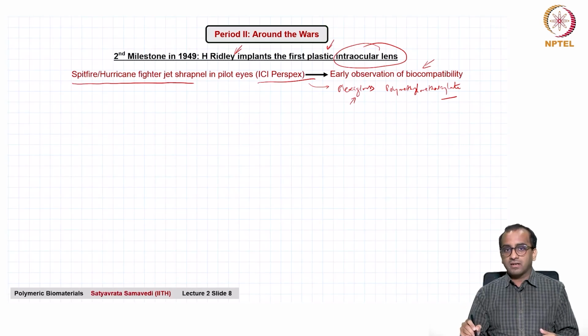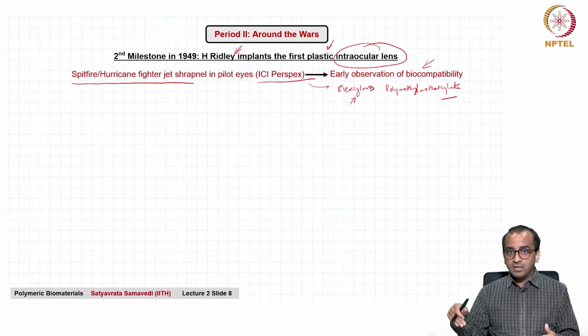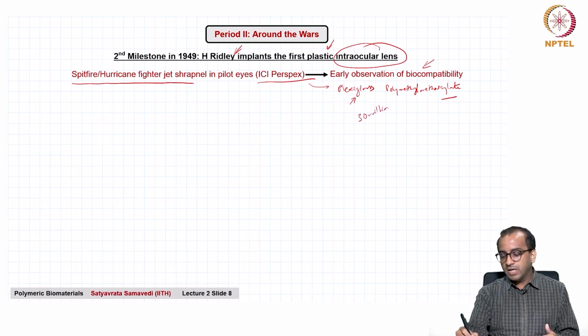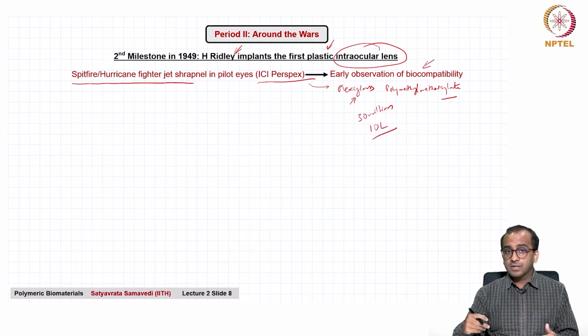That from there to developing intraocular lenses was not an easy journey for Ridley. It took a lot of convincing from his side for the scientific community, or the clinical community, to accept that plastic could be implanted into patients, and those surgeries would be successful. To the point now where around 30 million intraocular lenses are implanted globally annually.